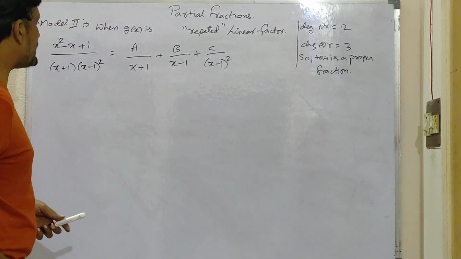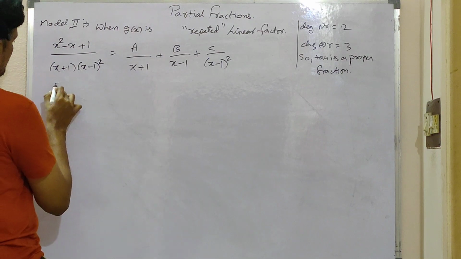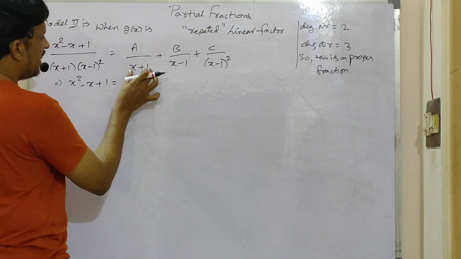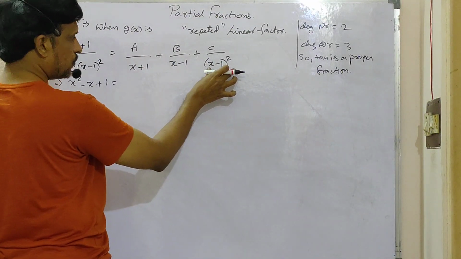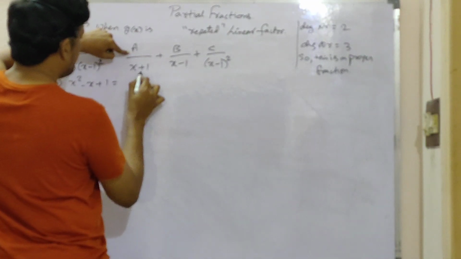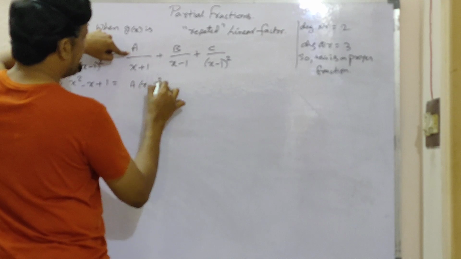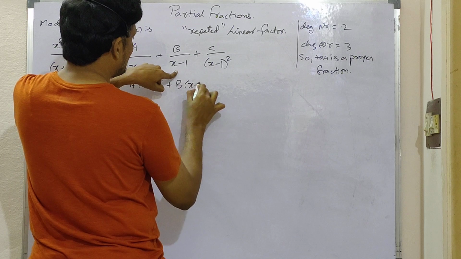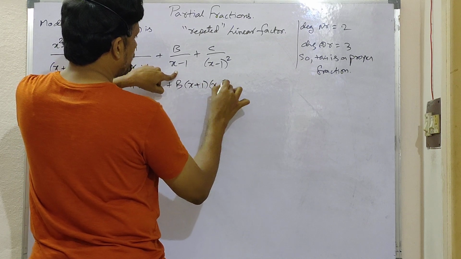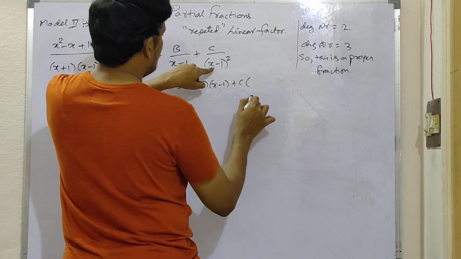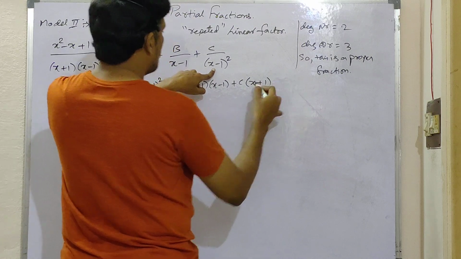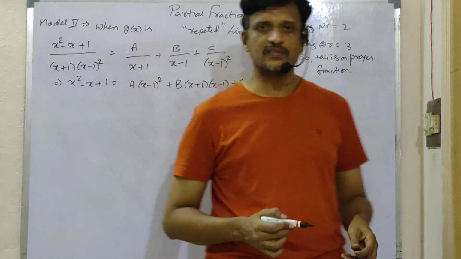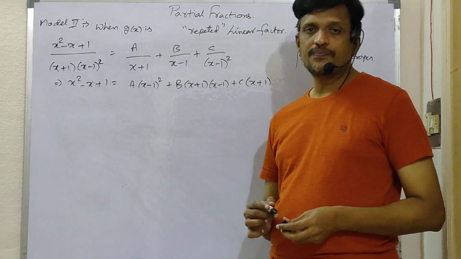So first take the LCM and equate the numerators. Then you will get x square minus x plus 1 is equal to a into x minus 1 whole square, since x plus 1 is there, you have to multiply with x minus 1 whole square, plus b into x minus 1 is there, so multiply with the remaining x plus 1 into x minus 1. C by x minus 1 whole square is there, means you multiply with the other factor which is not given there in the denominator, that is x plus 1.